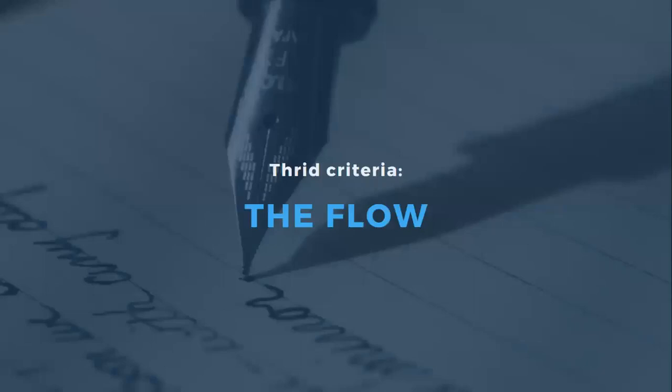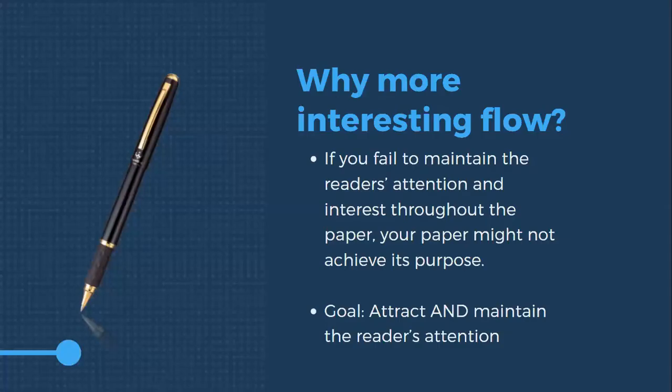Now with this out of the way, let's move on to the flow, the third criterion. We want to create a more interesting flow in our writing, because if we're not able to maintain your readers' attention and interest throughout the paper, then they might not really focus on your argument, and altogether they won't be as convinced. Our goal here is not only to attract their attention at the beginning, we also want to maintain it towards the end.